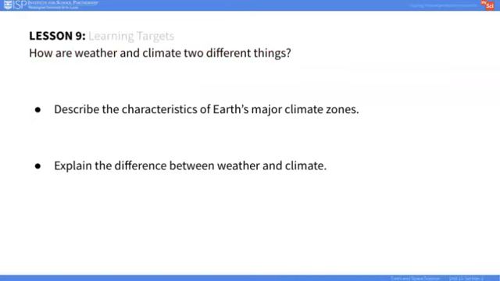By the end of this lesson, students will have, first, described the characteristics of Earth's major climate zones, and secondly, explained the difference between weather and climate.